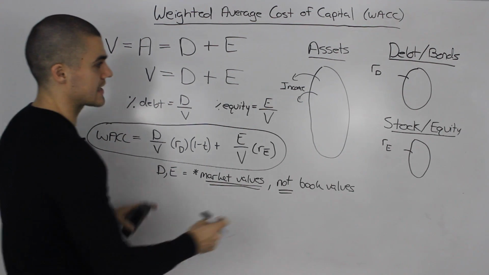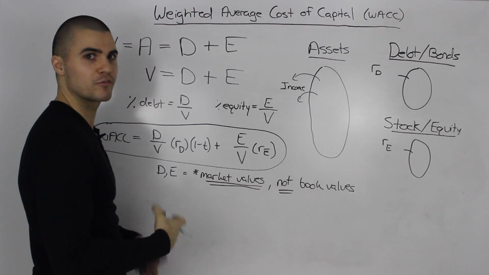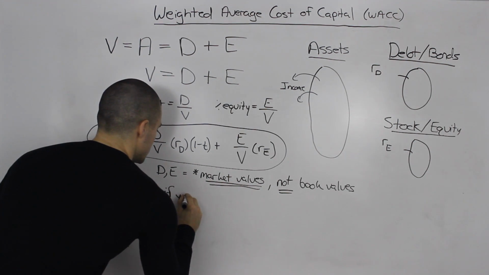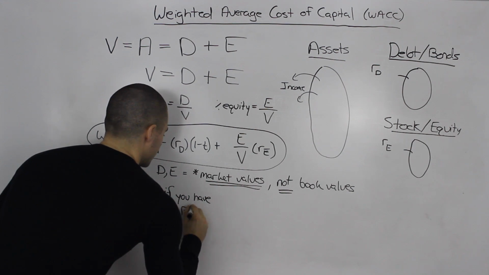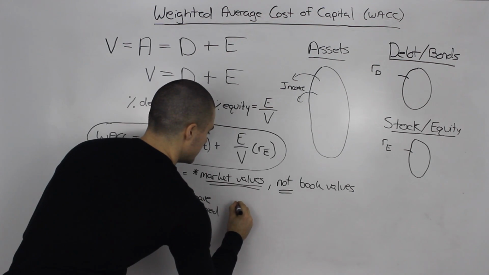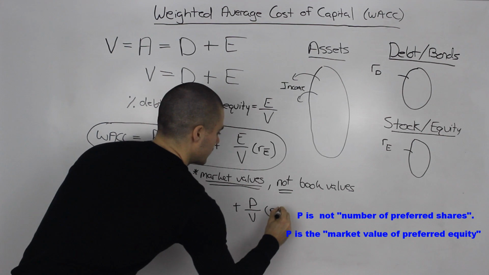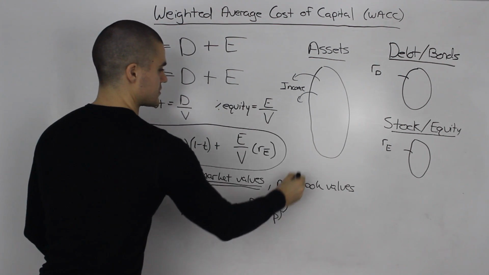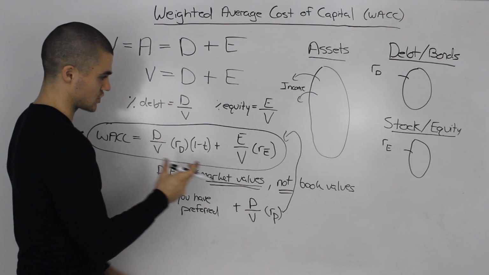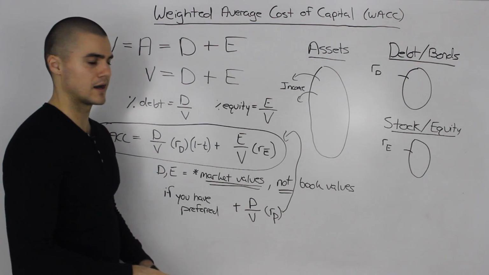Another thing I want to note is that this equity portion represents common shares, but sometimes you could also have preferred shares. And if you have preferred shares, all you would do is add plus how much preferred shares you have over V times your return on preferred. And that would just go into this formula. So go through the next videos because we're going to be going into depth on how to solve these separate pieces, this D, V, RD, E, RE, P, RP, in a little more detail.